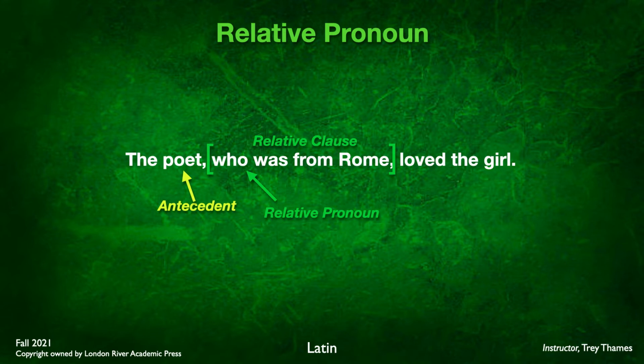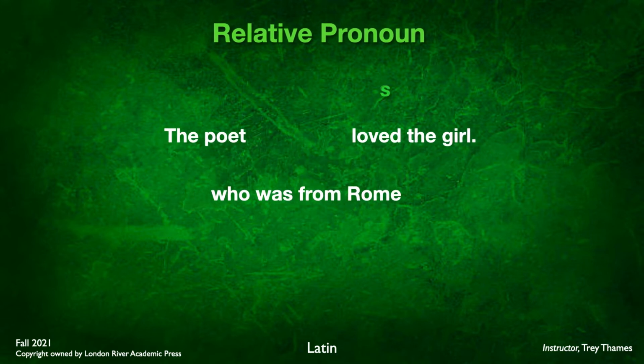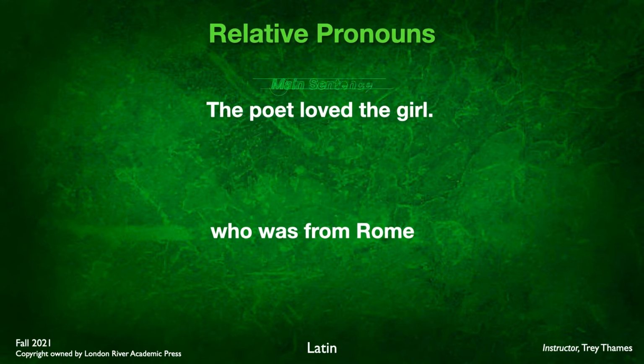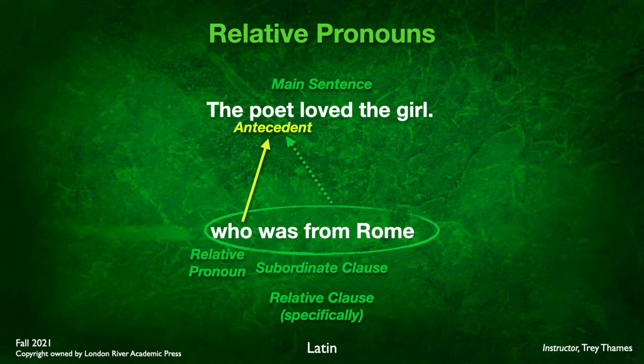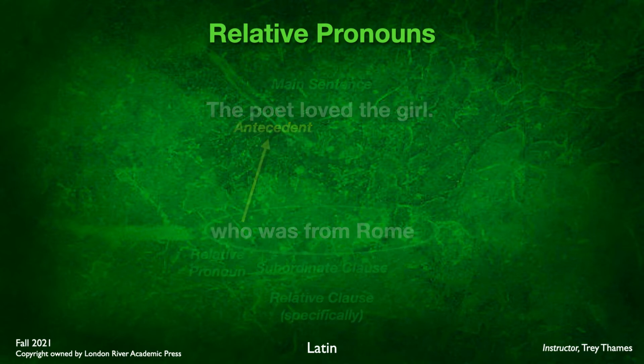So the main sentence itself is the poet loved the girl. That's the main sentence. The relative clause, sometimes referred to as a subordinate clause, is who was from Rome. And the relative pronoun, again, is referring back to its antecedent, who is the poet. All right? So this is the basic form and function of a relative pronoun and a relative clause. Let's look at the Latin forms.